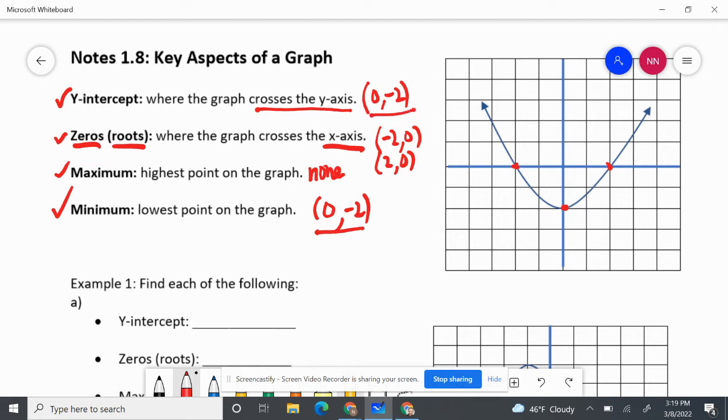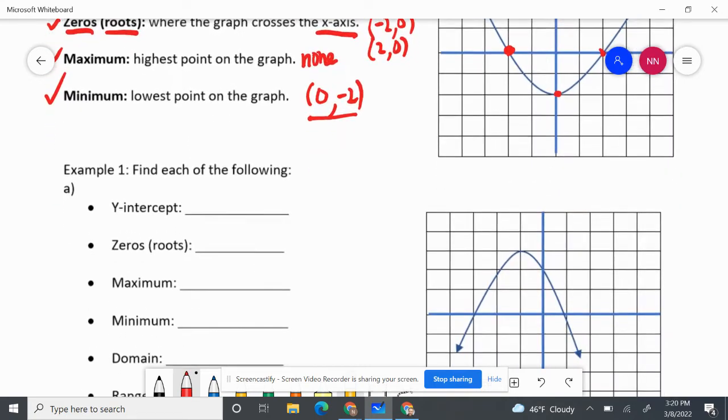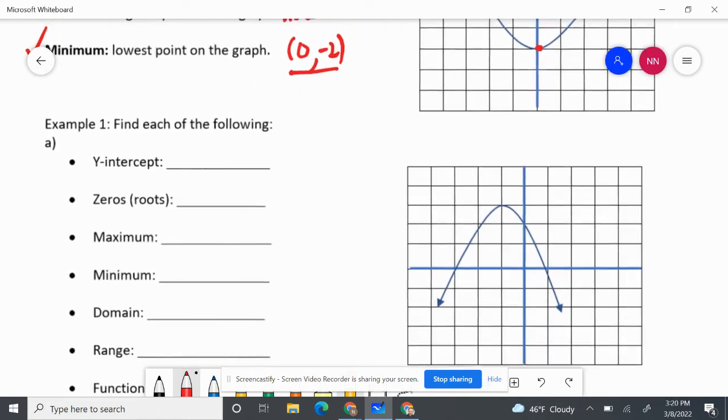Now notice that some points are both aspects, the y-intercept and the minimum in this case. So just because a point may be considered one thing, it may also be considered multiple things. Looking at our first example, what we have is our y-intercept. Y-intercept is where it crosses our y-axis. So it crosses at the point (0, 2). Zeros or roots are x-intercepts. So in this case, it would be (-3, 0) and we have (1, 0).